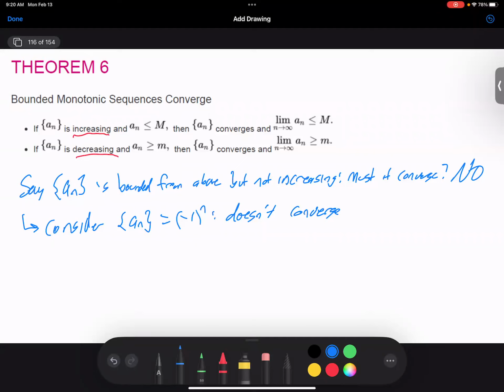Don't be afraid to just try something, and if it doesn't work, set the paper aside and try something else. So why is this true? This is basically a result from analysis. And so the proof is something like the following.